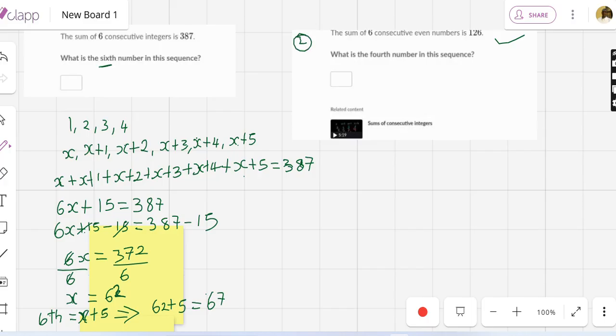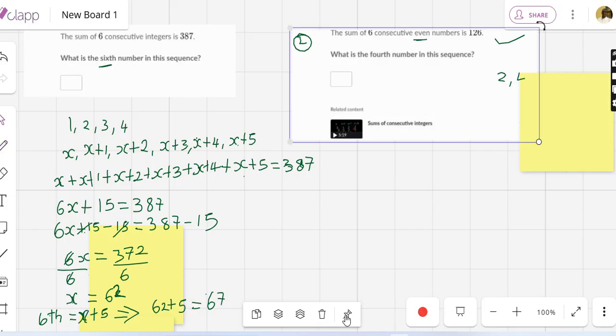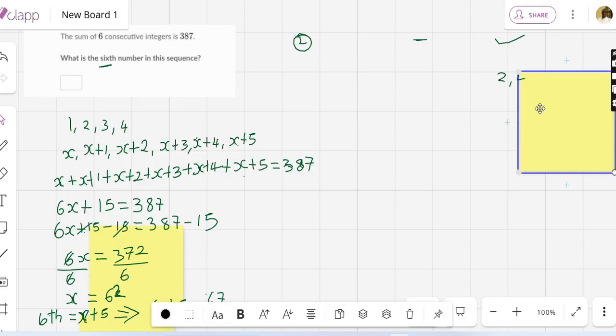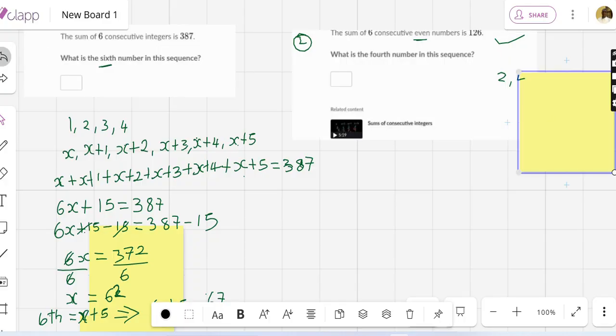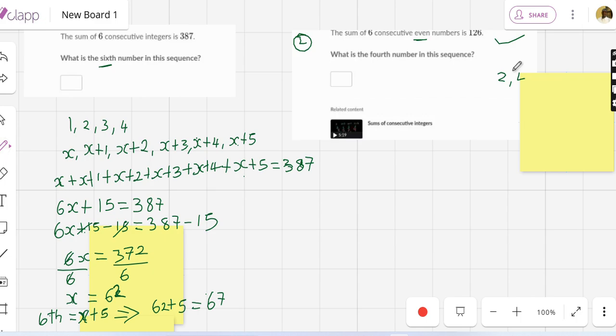The question says the sum of 6 consecutive numbers is 126. But look at that, consecutive even. There's even in the question, which is very, very important for you to know. So look at even numbers. Let's say, for instance, 2 is an even number. After 2 is 4. 4 is the next even number.